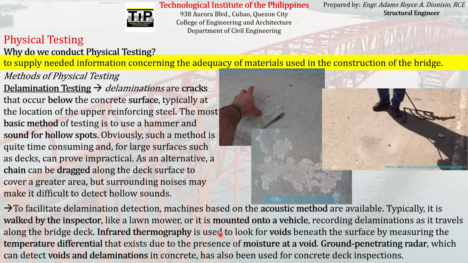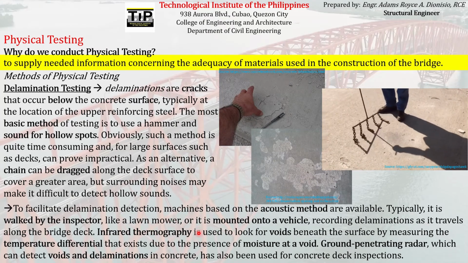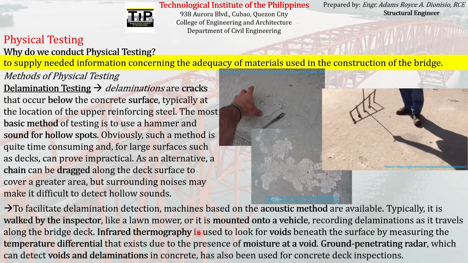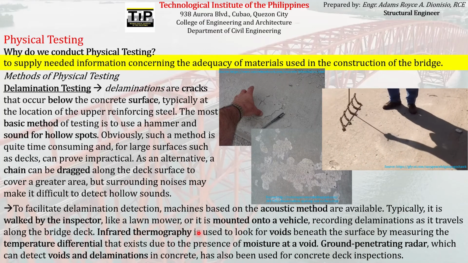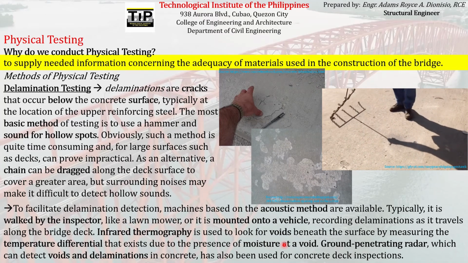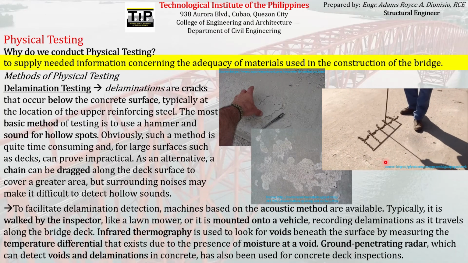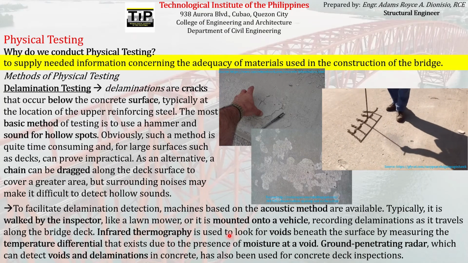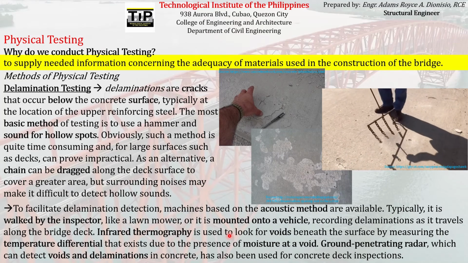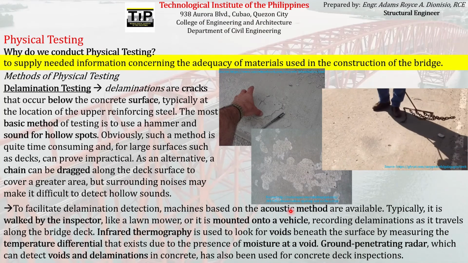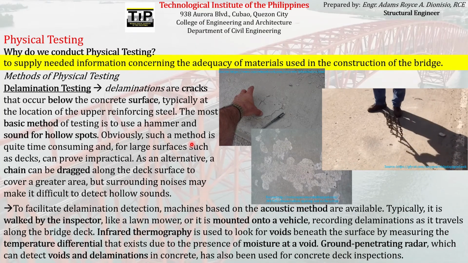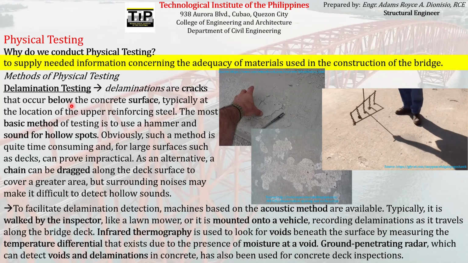If you look at an infrared thermography device, it is just a small device like a camera that can be used to detect the temperature differential that exists due to the presence of moisture at a void on a particular concrete surface. Therefore, it helps to detect the location of delaminations. So that is again another method for physical testing, the delamination testing.